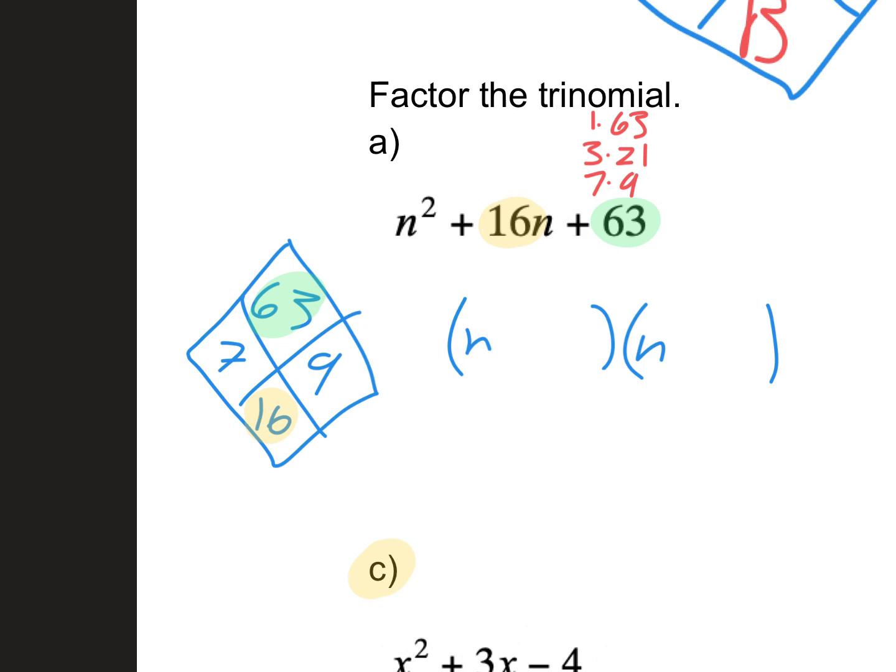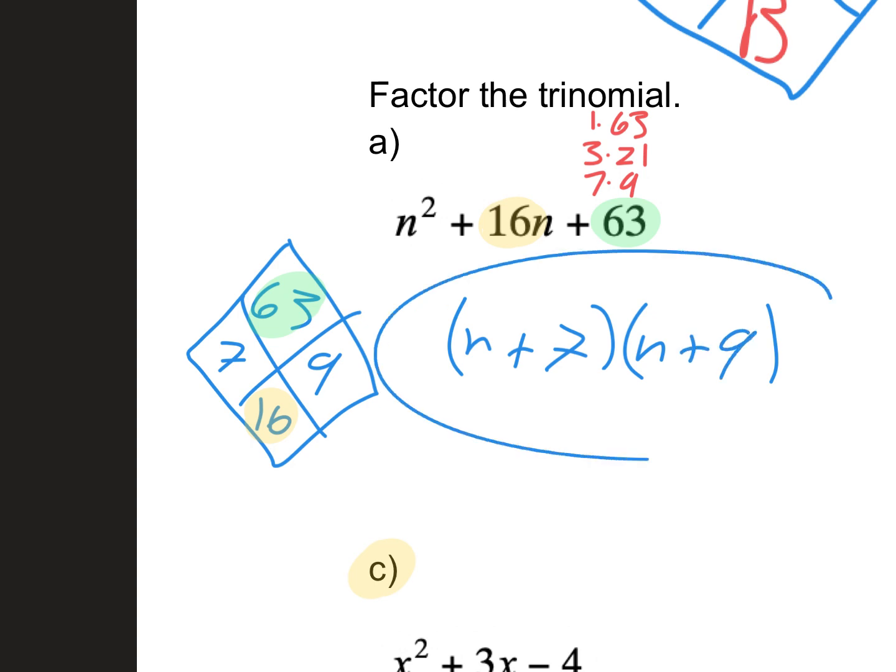Then I'm just going to fill in each of these parentheses with both of these numbers. So first I'll have a positive 7, so n plus 7. And then over here I'll have my other factor, which is positive 9.